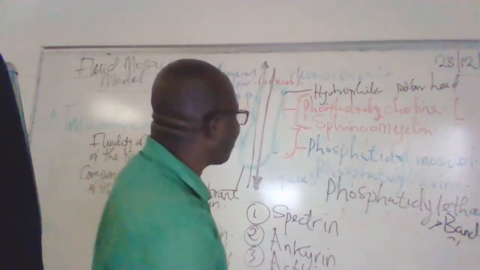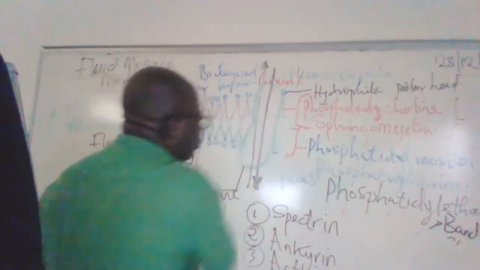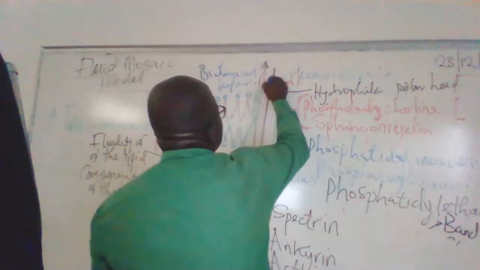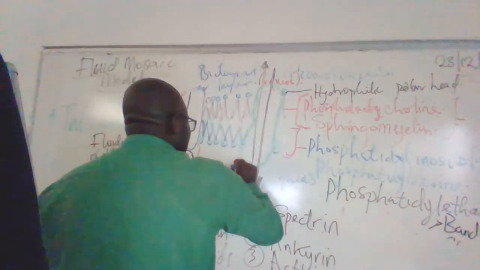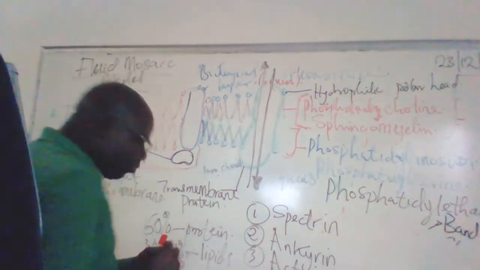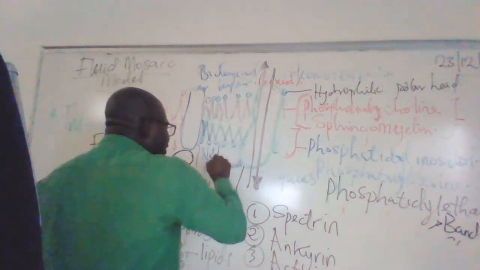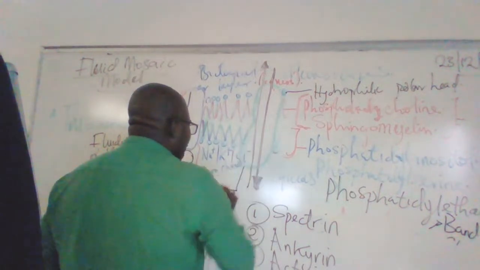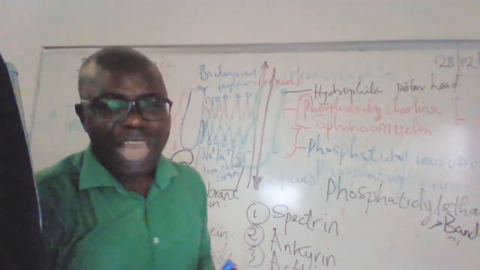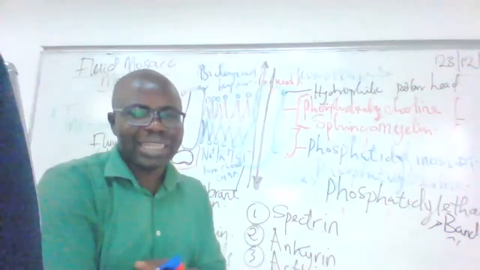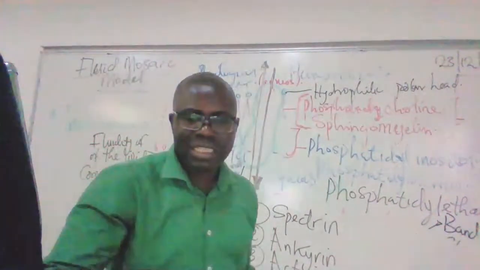A typical example of a transmembrane protein is our ion channels. We have different ion channels: the channel for sodium, the channel for potassium, the channel for chloride ion, the channel for calcium. All of these are ion channels. They are transmembrane protein channels that allow the movement of ions across the biological membrane.